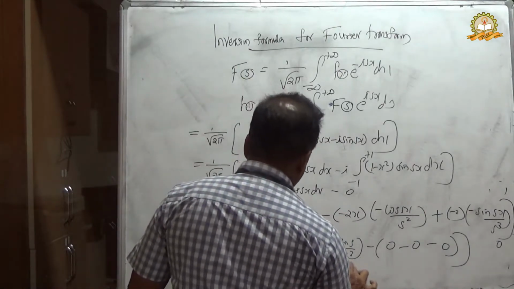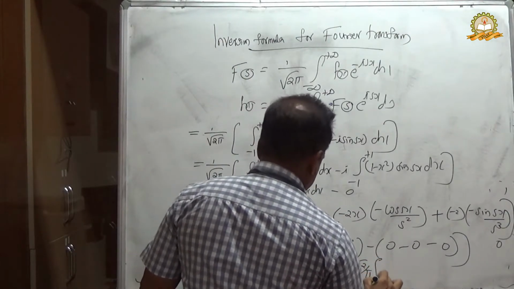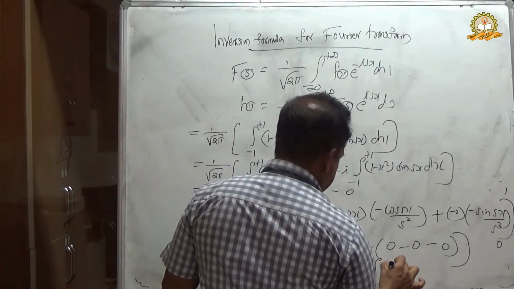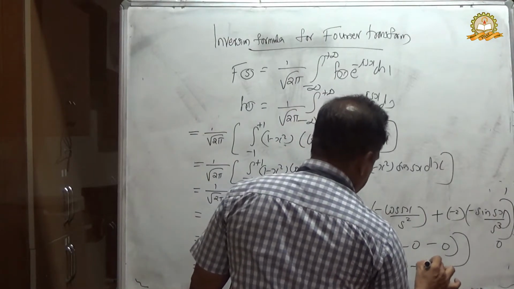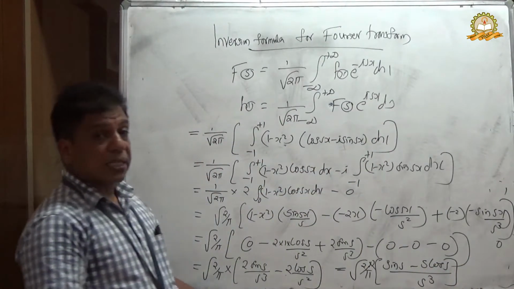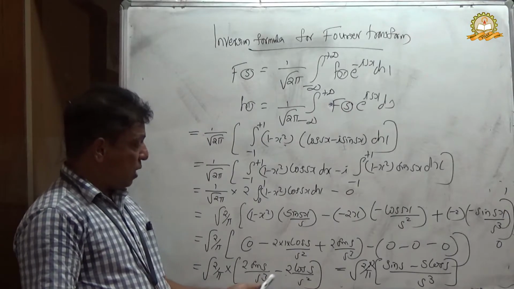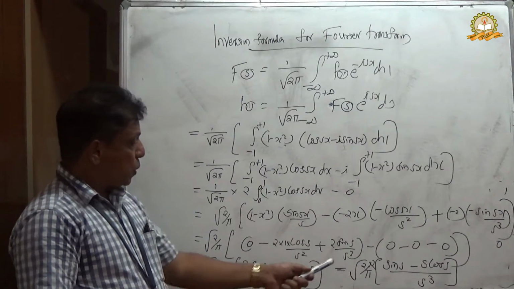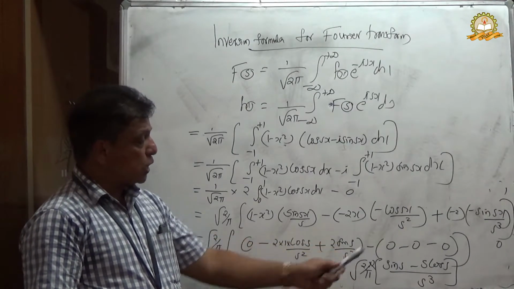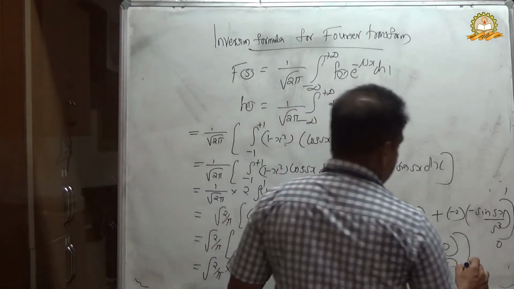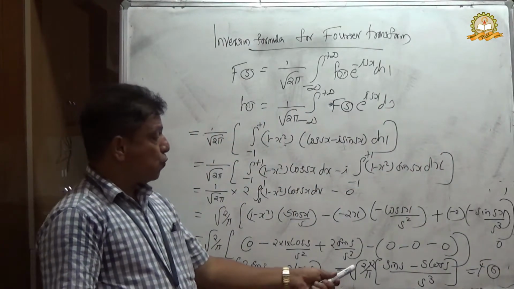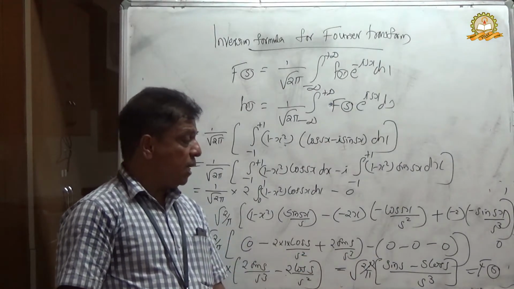That is root of 2 by pi, 2 taken outside. Therefore, sin s minus s cos s divided by s cube. We take s cube as the LCM, since we have s cube and s square. With 2 taken outside, root of 2 by pi into 2 into (sin s minus s cos s) by s cube. This is the Fourier transform of the given function: root of 2 by pi into 2 into (sin s minus s cos s) by s cube.